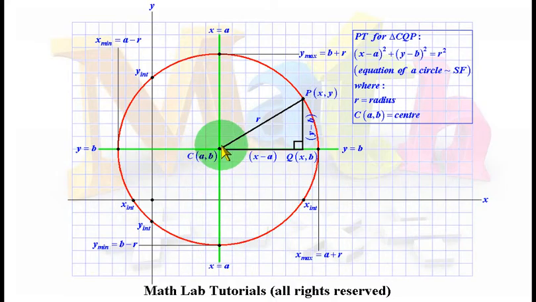Also for x min, we start off at a and minus r will get us to x min, which is a minus r. Again, we start off at the center. We go to this point over here, so we start off at a and go to a plus r. And that's why x max is a plus r. So to recap, x max is a plus r, x min is a minus r, y max is b plus r, and y min is b minus r. There's nothing else to discuss on this slide, so we'll turn to the next slide.